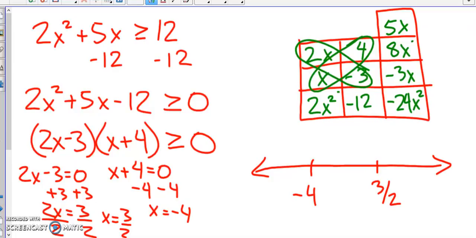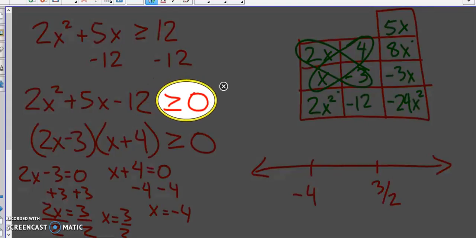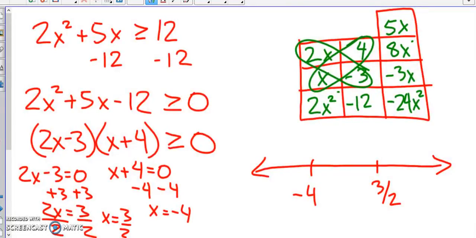Now, I look at this inequality right here. Whoa. And I see that that's greater than or equal to 0. So since it's got the equal to part, I know that these are going to be closed dots. All right, now I've got my regions to test. I don't know about you, but I like plugging into the factored version better than the unfactored version because I think it's easier to compute.